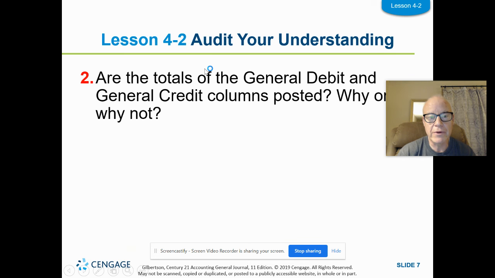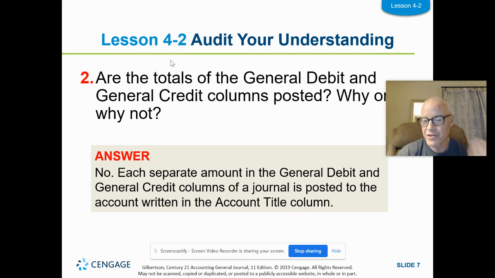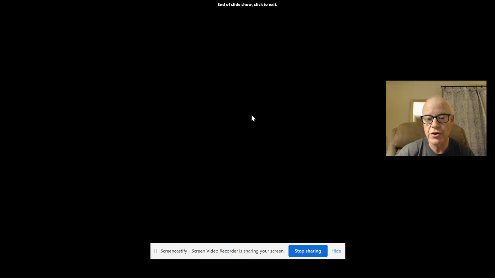Are the totals of the general debit and general credit columns posted? Why or why not? Well, no, they're recording the result of posting of transactions that are posted, then we're just recording a new balance thereafter. But no, we don't post any of the totals in general debit and general credit. The individual transactions have been posted, but the totals are not. We record a new balance each time we post an entry to our general ledger.